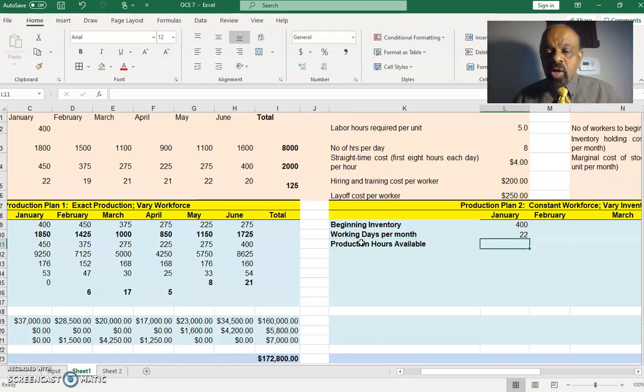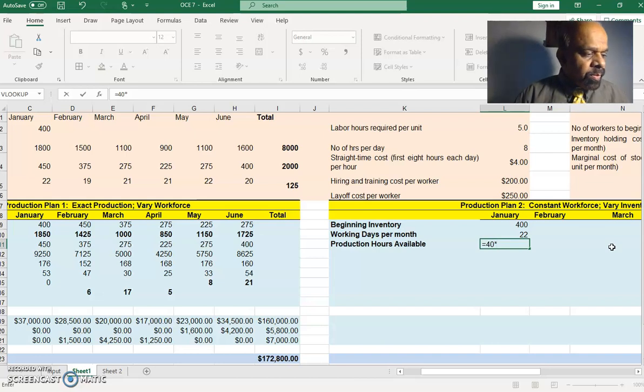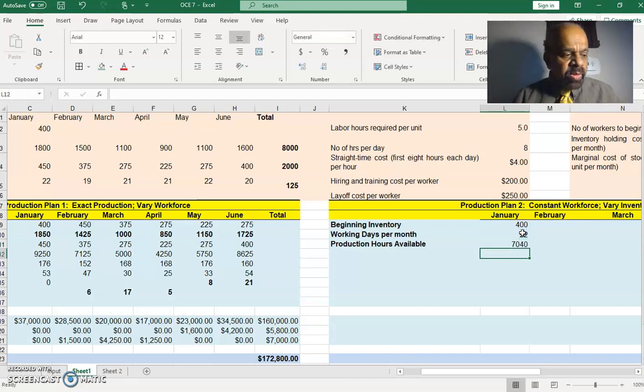What is my production hours available? I have 22 working days, and I'm going to work 8 hours a day, and I have 40 people. So it is going to be 40 people times 8, times the number of working days. For January it is 22. So 7,040 hours is what I have.